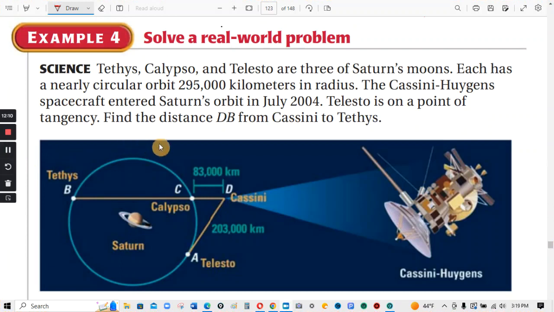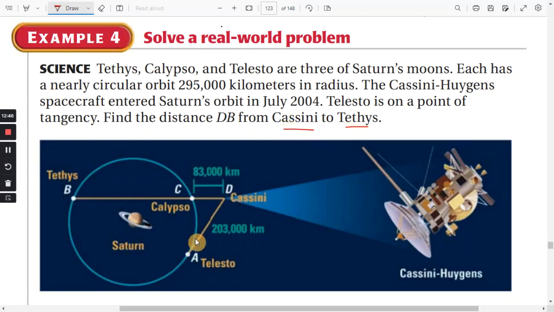All right, word problem, but they gave us the diagram. It says Tethys, Calypso, and Telesto are three of Saturn's moons. Each has a nearly circular orbit of 295,000 kilometers in radius. Okay, and the Cassini-Huygens spacecraft entered Saturn's orbit July 2004. Telesto is on a point of tangency. Find the distance dB from Cassini to Tethys. All right, Cassini to Tethys.